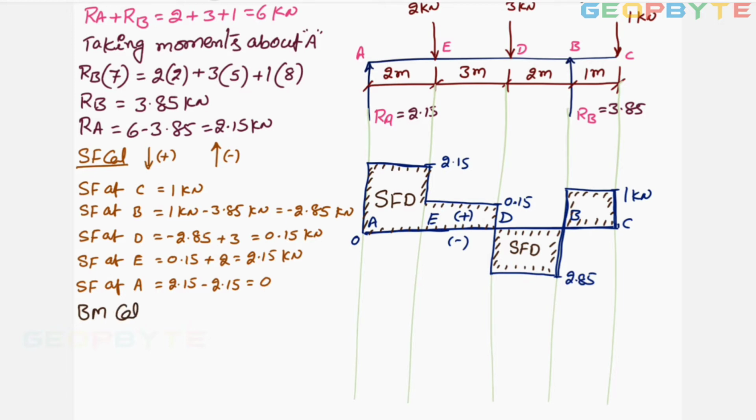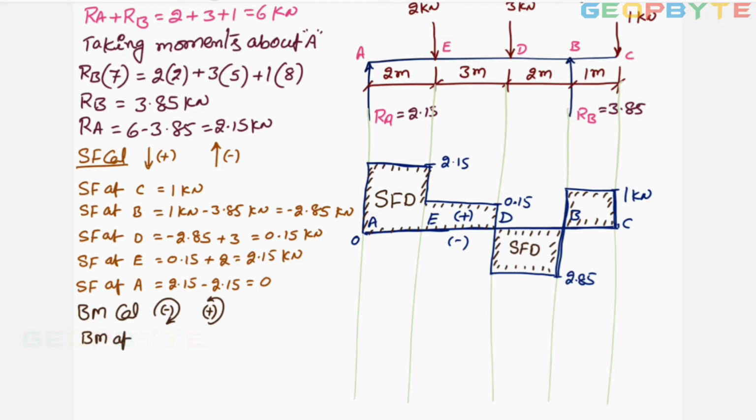BM calculations. What is the clockwise moments? Negative. Anti-clockwise moments? Positive. Very good. Now look at the BM. For a simply supported beam, BM at the reactions equal to 0, where reactions are placed at both ends of the simply supported beam.